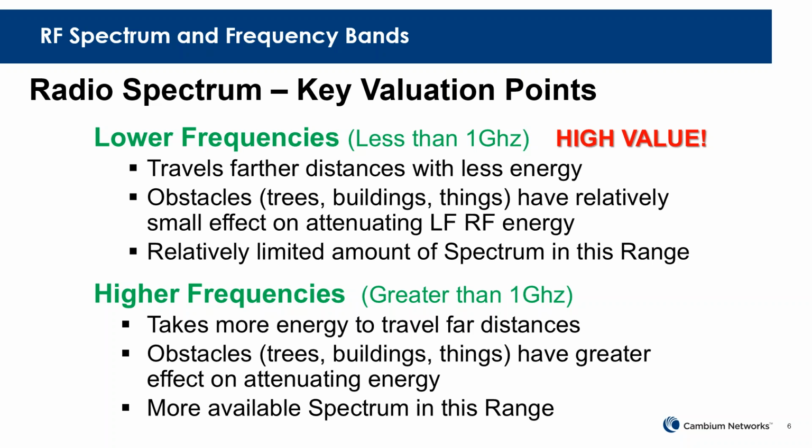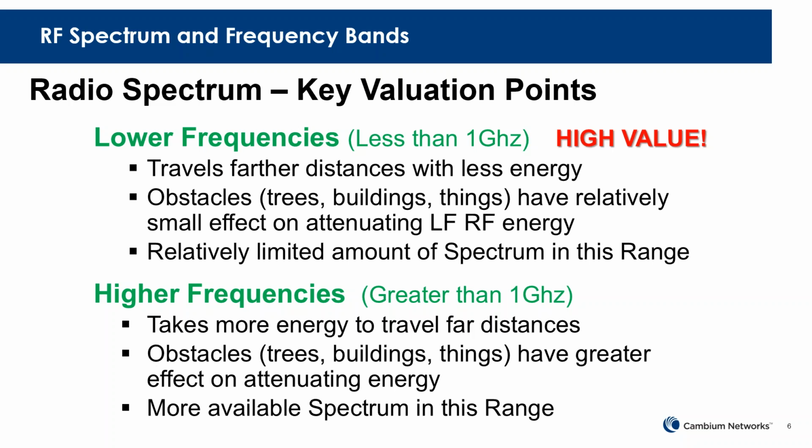So lower frequencies in that allocation map, and when I say lower frequencies, I'm talking about generally, it's kind of rough, less than a gigahertz, so a gigahertz down. They often travel farther distances with less energy. They have an ability to deal with obstacles in their way a lot better than higher frequencies. So obstacles like trees or buildings or billboards have a relatively small effect on attenuating this low frequency RF energy.